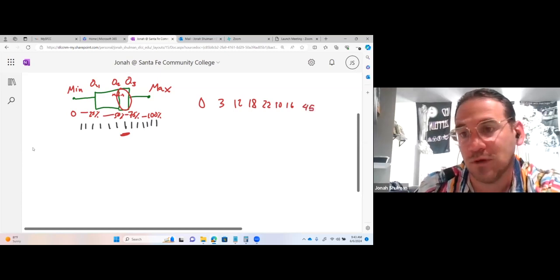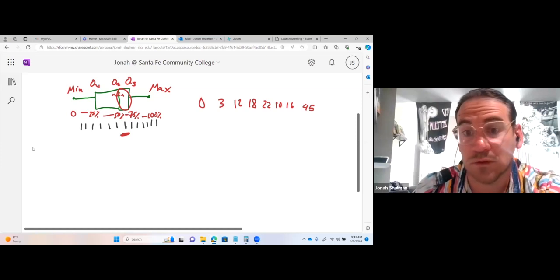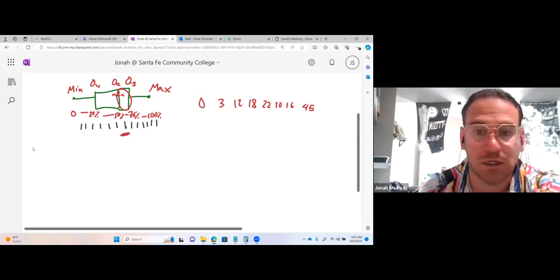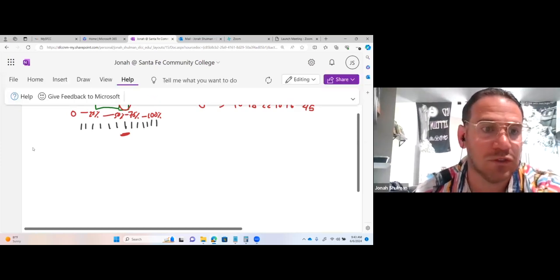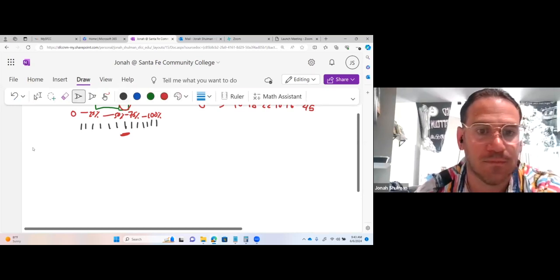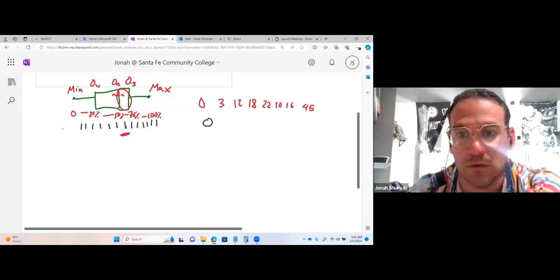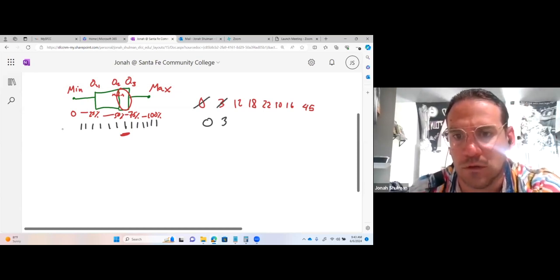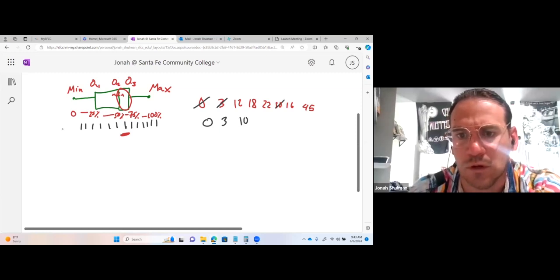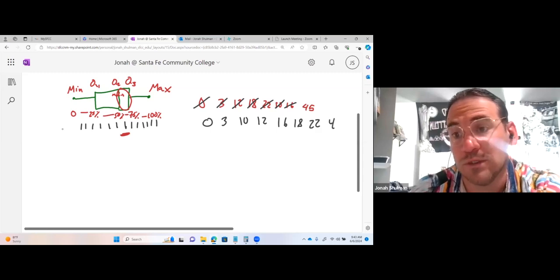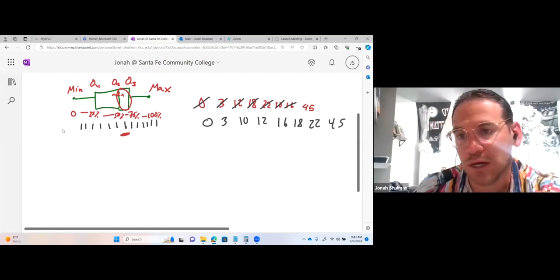Now you can already see that this 45 is an outlier, so we don't have to include it if we don't want to. But the first thing you do is write the numbers in order. So let's write these numbers in order. The first one is a 0, 3, 5, 10, 12, 16, 18, 22. And then I scored 45 points. Now we can leave out the 45 or drop it in, and I'll show you how to work with it.